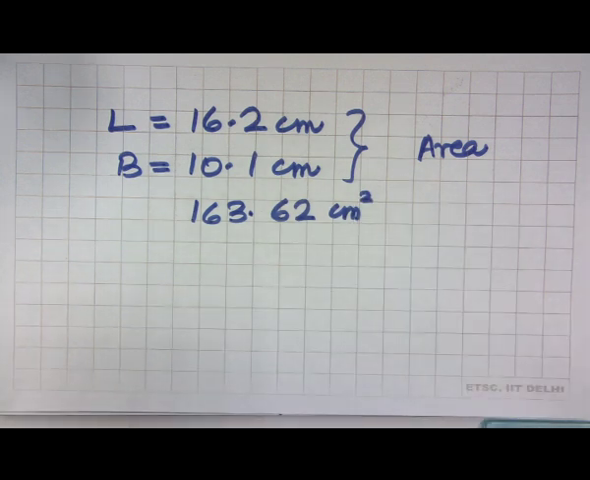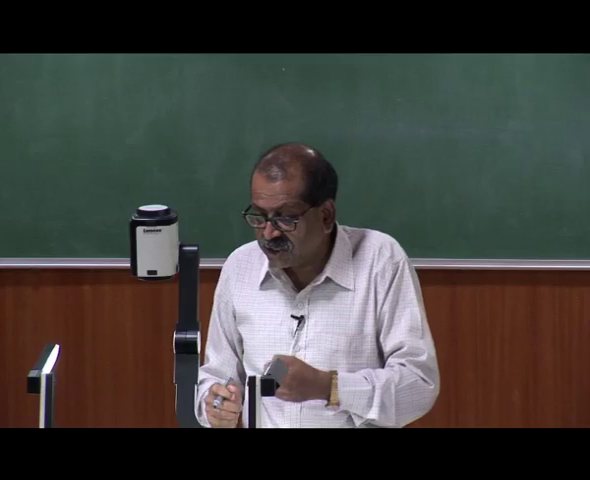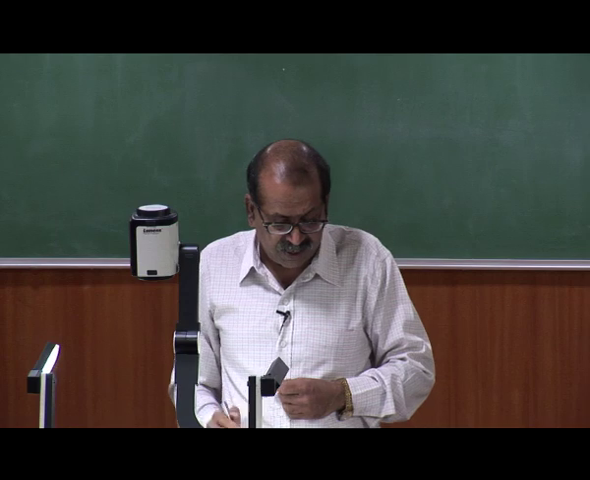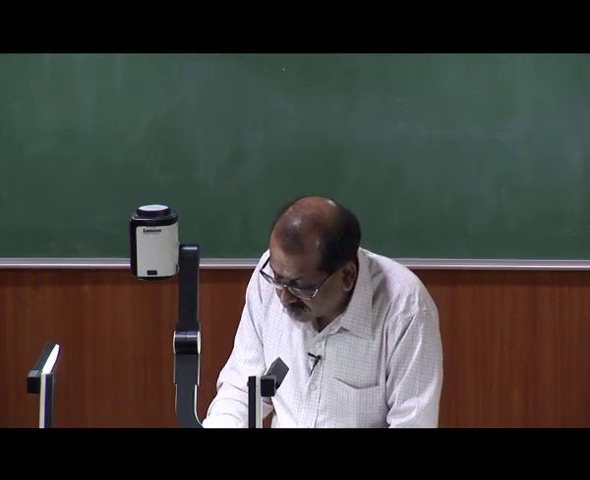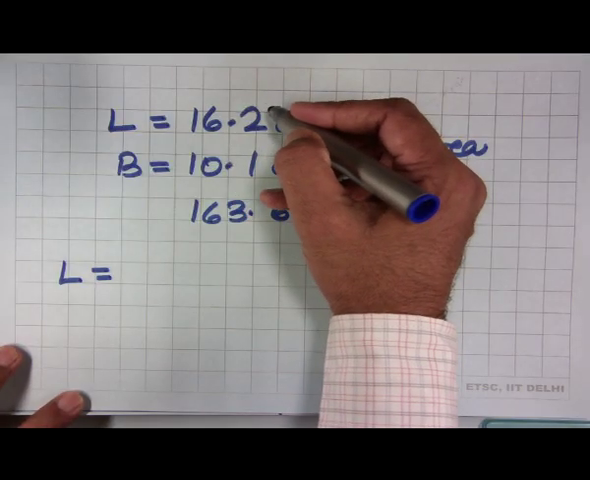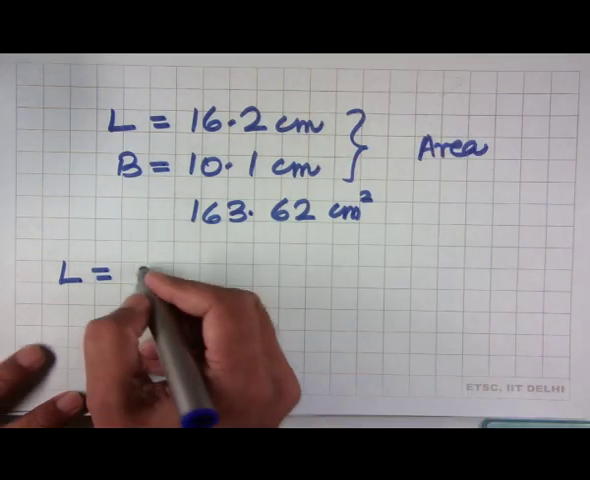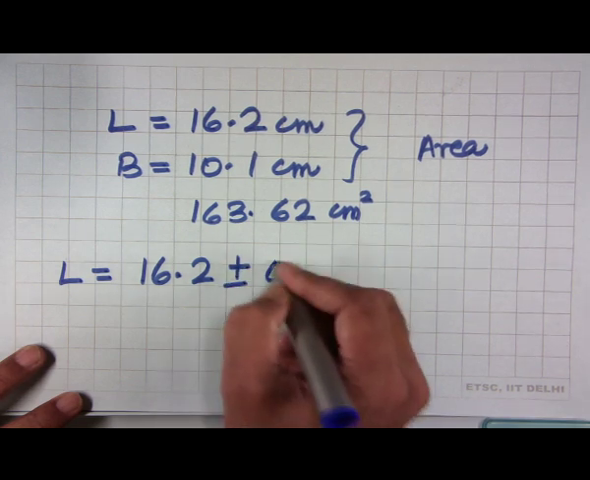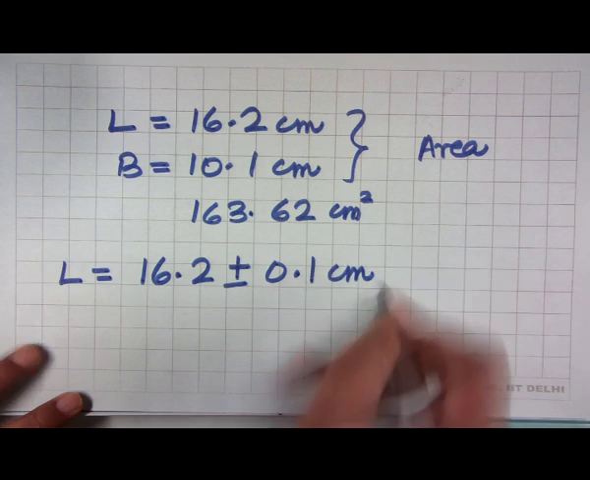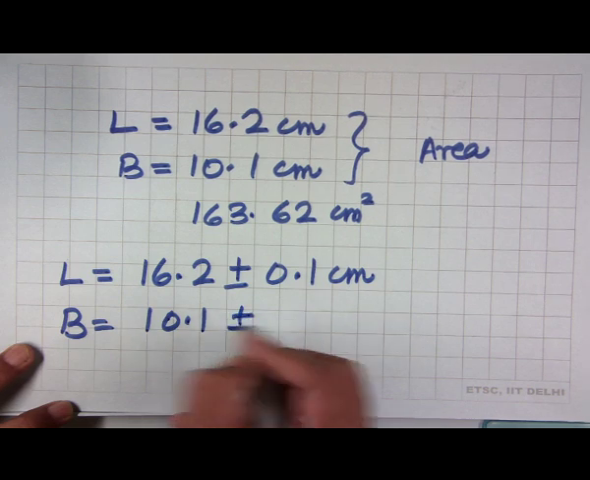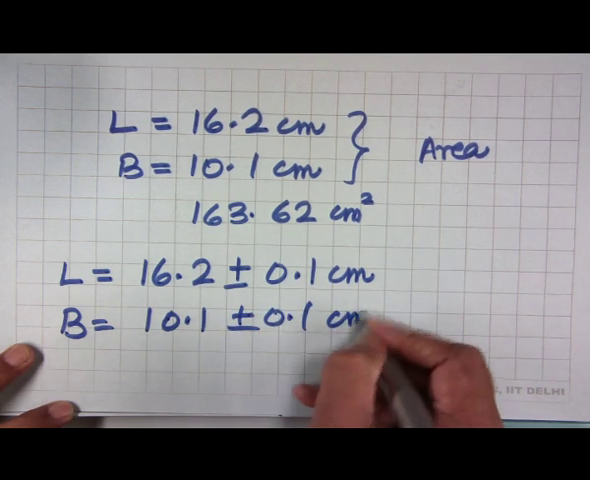So, let us look at the concept of significant digits and errors, and see how to write this correctly. Since the last digit here is 0.2 centimeter, the last significant digit is there. So, the length we will write as 16.2 plus minus 0.1 centimeters, and similarly the breadth will be written as 10.1 plus minus 0.1 centimeters.